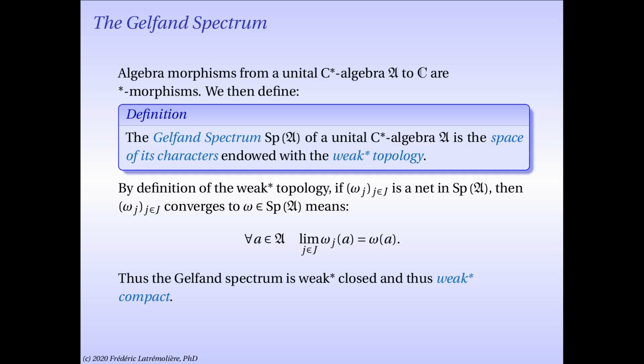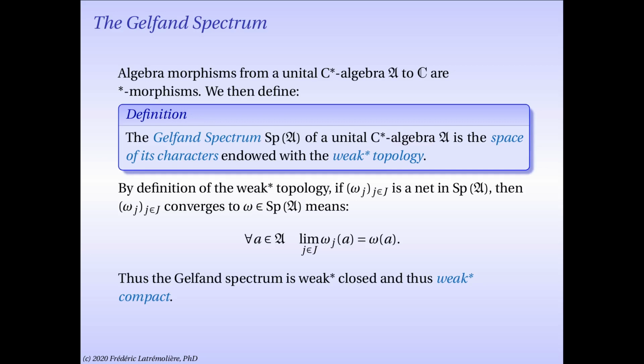So that proves that the Gelfand spectrum is closed in the weak star topology, but it is a weak star closed set inside a weak star compact set, namely the closed unit ball of the dual of the C-star algebra, and therefore it itself is weak star compact. So, long story short, there is a natural object coming out of the characters called the Gelfand spectrum, which is the set of all the characters endowed with the weak star topology, and which immediately becomes a compact space. And since the weak star topology is Hausdorff, it in fact immediately becomes a compact Hausdorff space.